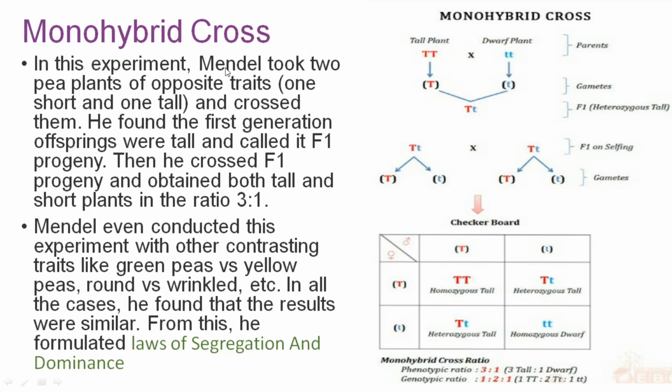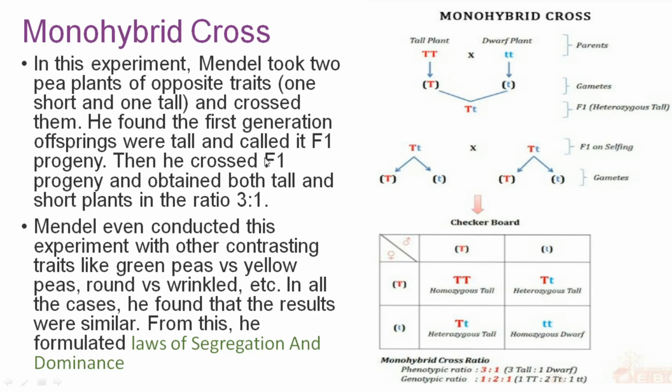In this experiment, Mendel took 2 plants of opposite traits, one short plant and one tall plant, and crossed them. He found the first generation offspring were tall and called it the F1 progeny. He took these parental generations and crossed the two plants, one tall and one dwarf, and we get the offspring. That is F1. We call this the F1 hybrid. These are the gametes, and we combine them to get the F1 hybrid.